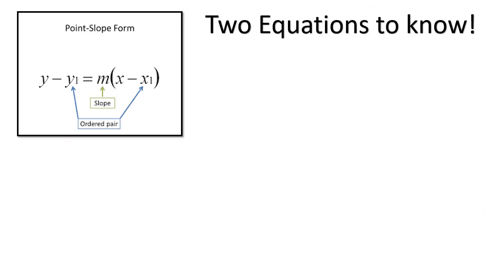Now there are 2 equations you need to know along with the slope formula. The first equation is the point slope form. To work with this, you will be given a slope. Let's say we're given the slope of -2. And you will be given 1 ordered pair of coordinates from a line. Let's just say we have (2, -7). You will then use this formula to construct the equation of a line.